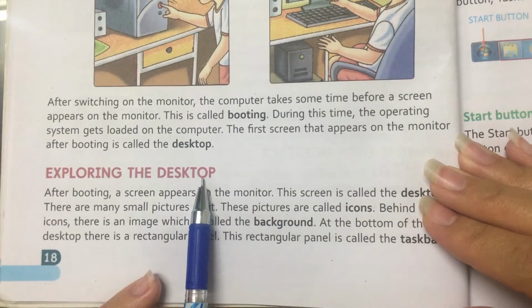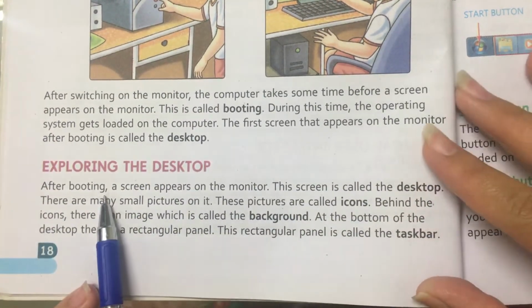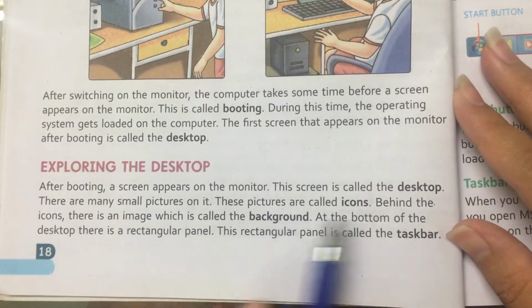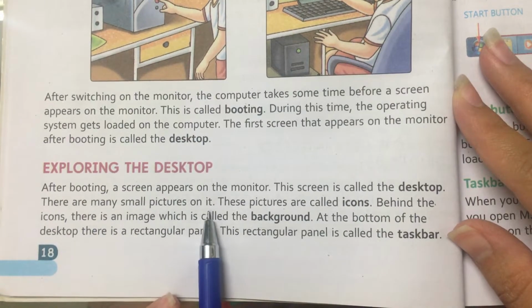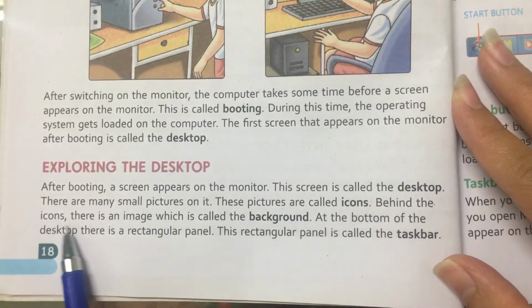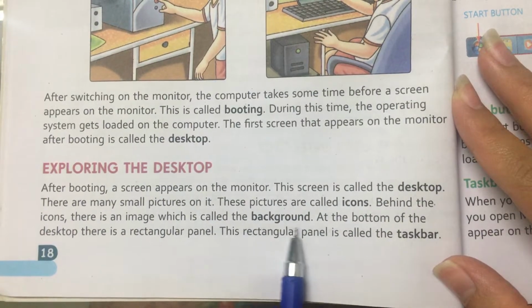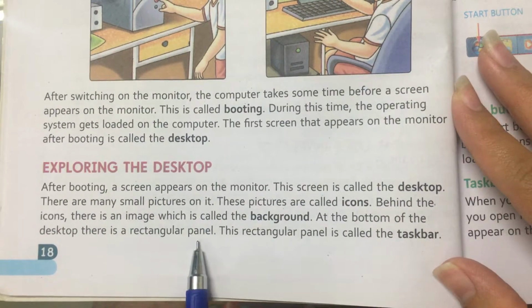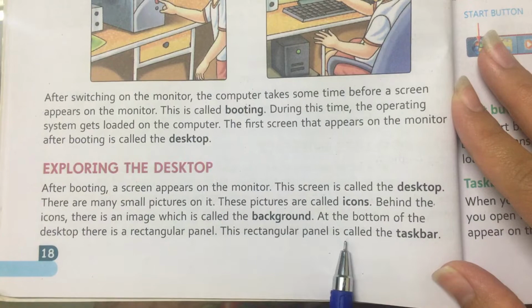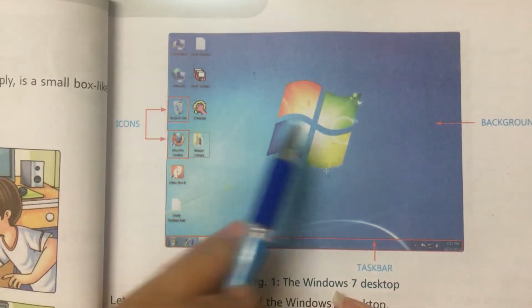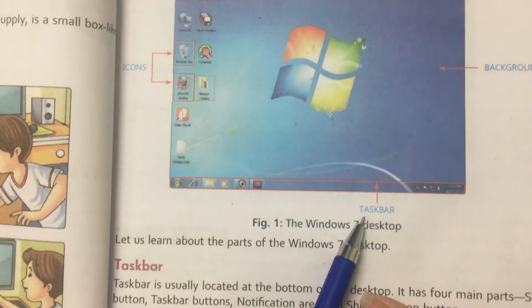Exploring the desktop. After booting, a screen appears on the monitor. This screen is called the desktop. There are many small pictures on it. These pictures are called icons. Behind the icons, there is an image which is called the background. At the bottom of the desktop, there is a rectangular panel. This rectangular panel is called the taskbar. As you can see in this picture, these are the icons, this is the background, and this is the taskbar.